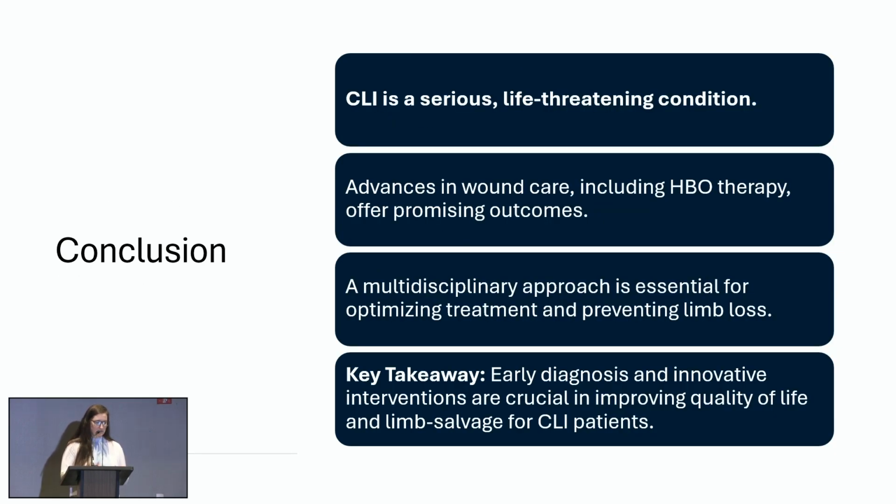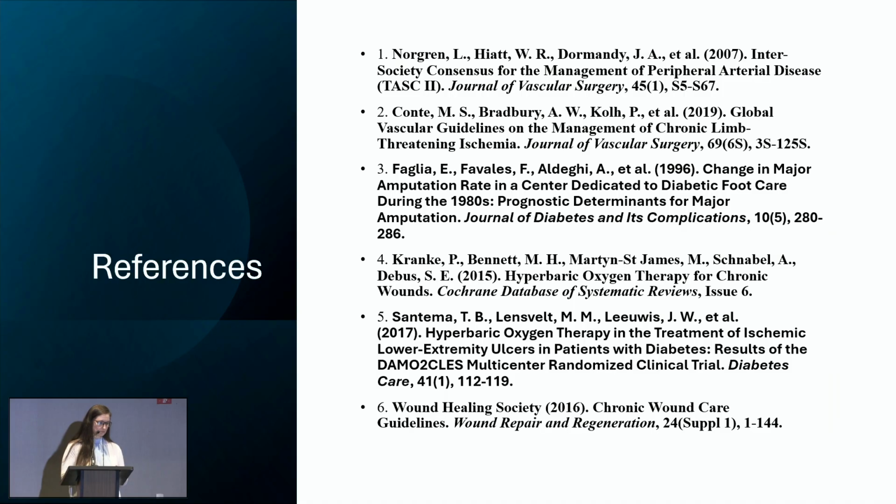So just as a conclusion, it's serious, it's life-threatening. If something's not done about it, they could lose their limb, they could lose their life. HBO therapy is providing promising outcomes to these patients. A multidisciplinary approach is essential between vascular, podiatry, wound care, and primary care, but early diagnosis and intervention are crucial to improving quality of life and to save these people's limbs. Thank you.